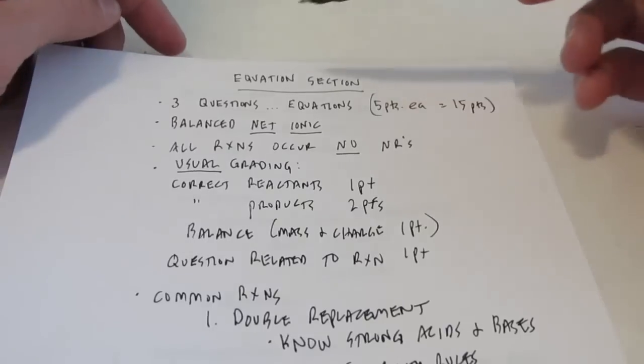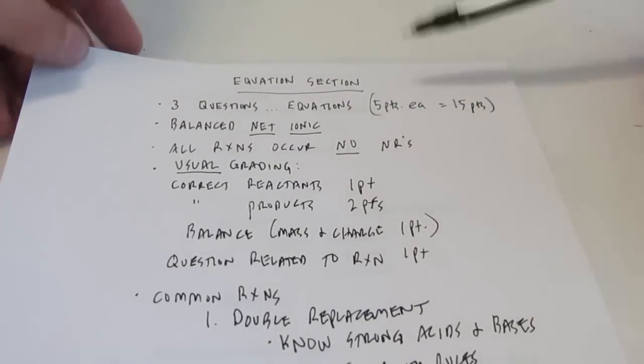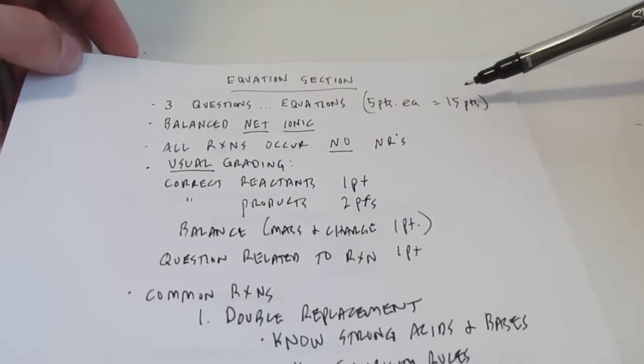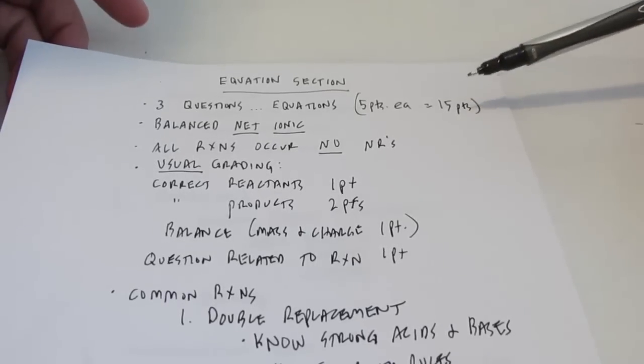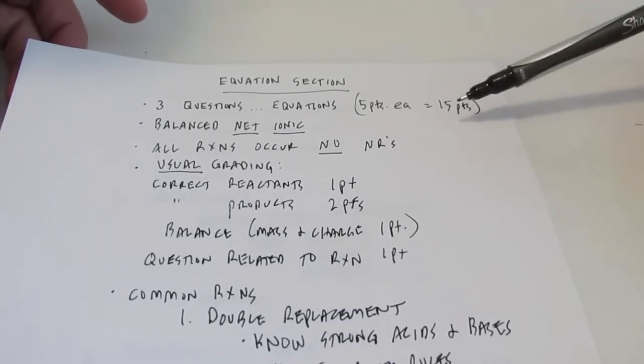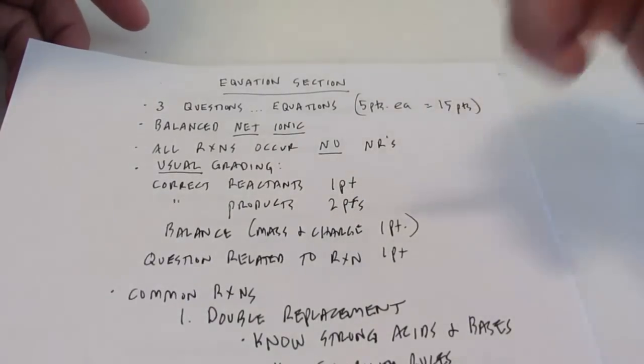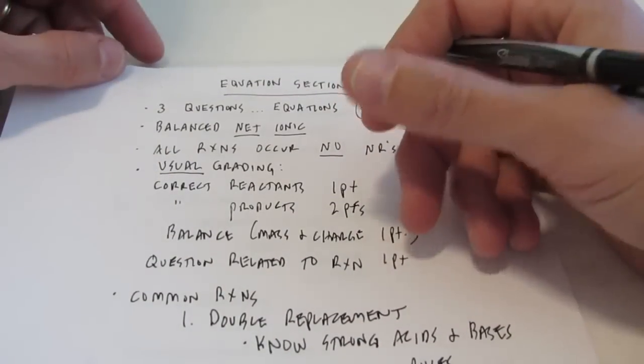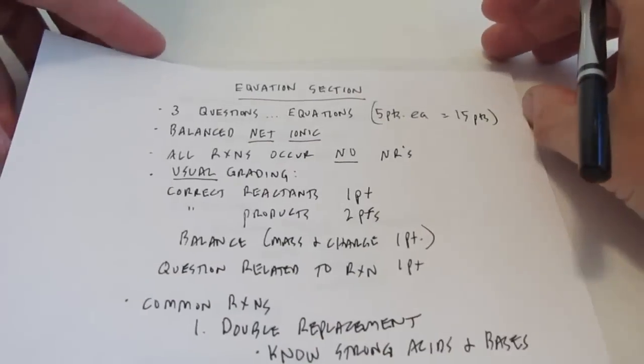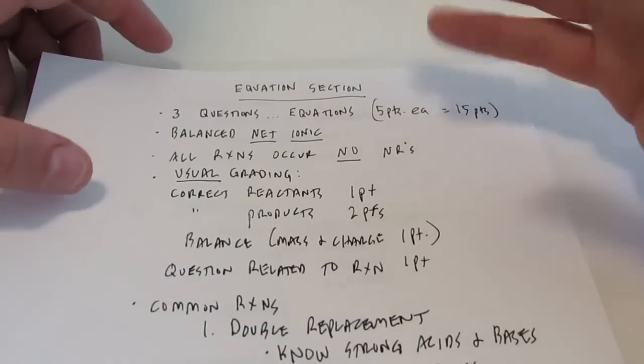Now, the equations section consists of 3 questions or equations. There are 5 points apiece for a total of 15 points. The national average on this tends to be fairly low. So being successful on this question gives you a leg up on your competition globally. If you do well in this section, your weighted score will be somewhat magnified.